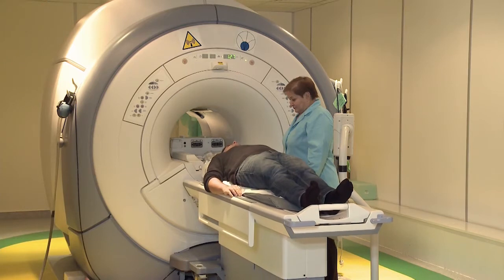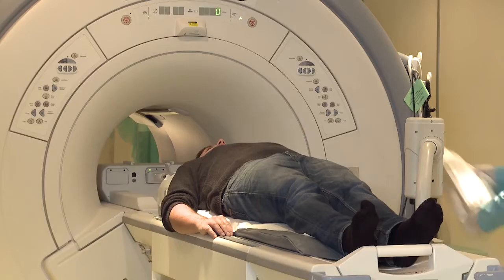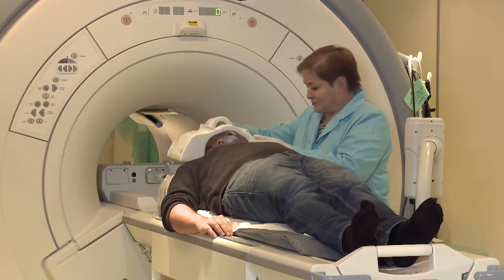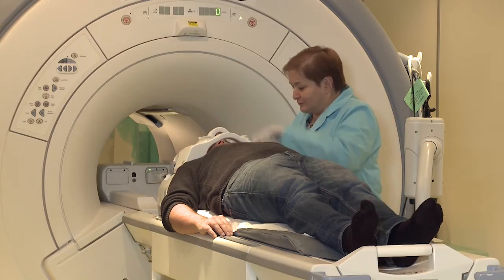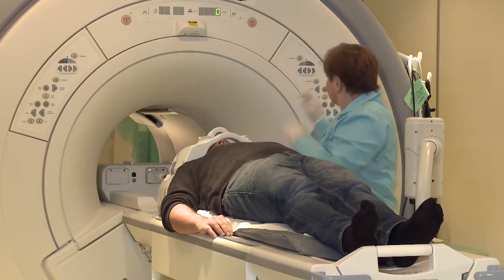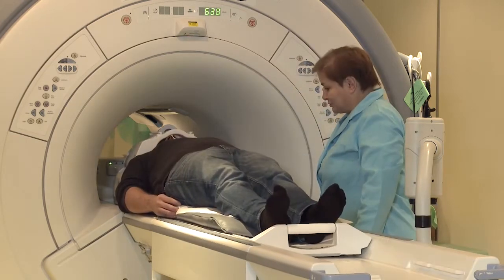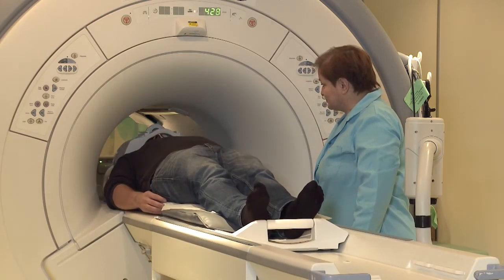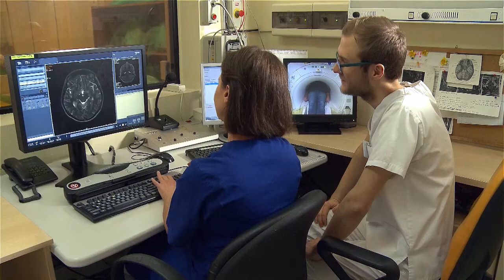To make sure the examination is carried out correctly, the patient should follow the instructions of the personnel performing the exam. Most importantly, during the procedure, the patient should lie down, stay very still, and hold his or her breath when asked to do so.